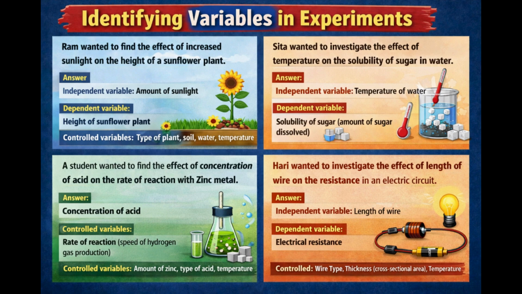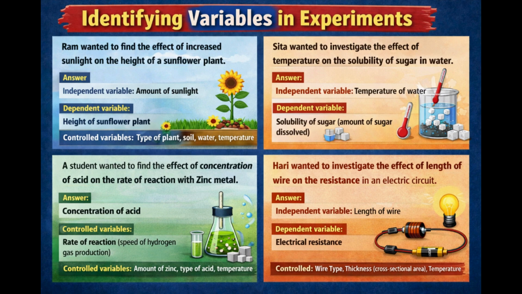Now students, what should we keep constant? We must keep amount of zinc and other experimental conditions same so that the result is not biased. Now experiment 3. Now another example. Sita wanted to investigate the effect of temperature on the solubility of sugar in water. Now students, what are we changing? We are changing temperature. So temperature is the independent variable.